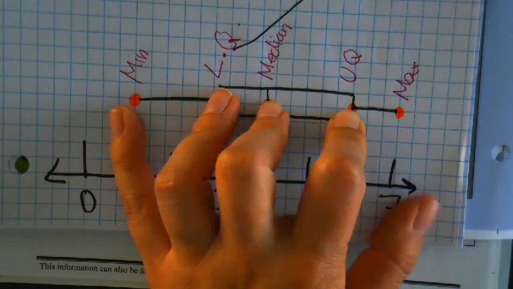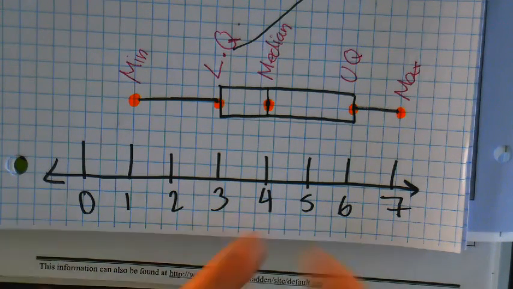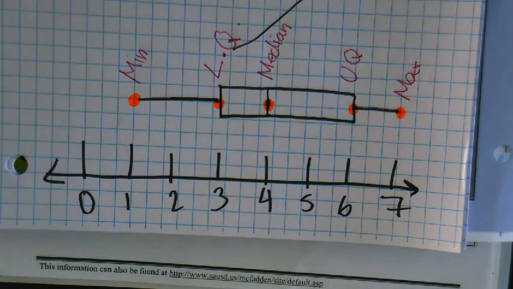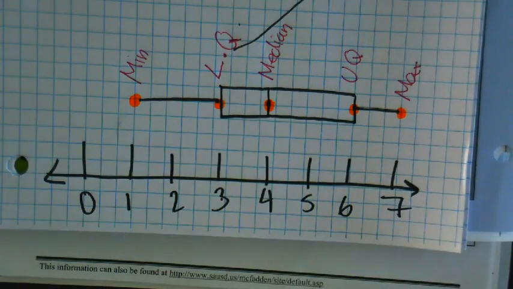What kind of questions will they ask you? They'll ask you to identify. Like, what's the median? What's the number in the middle? 4. What's your lower quartile? My lower quartile is 3. That's the type of questions they'll ask you. Woohoo! We learned 3 things. I'm sure you're all masters at these 3 things I just taught you, right?